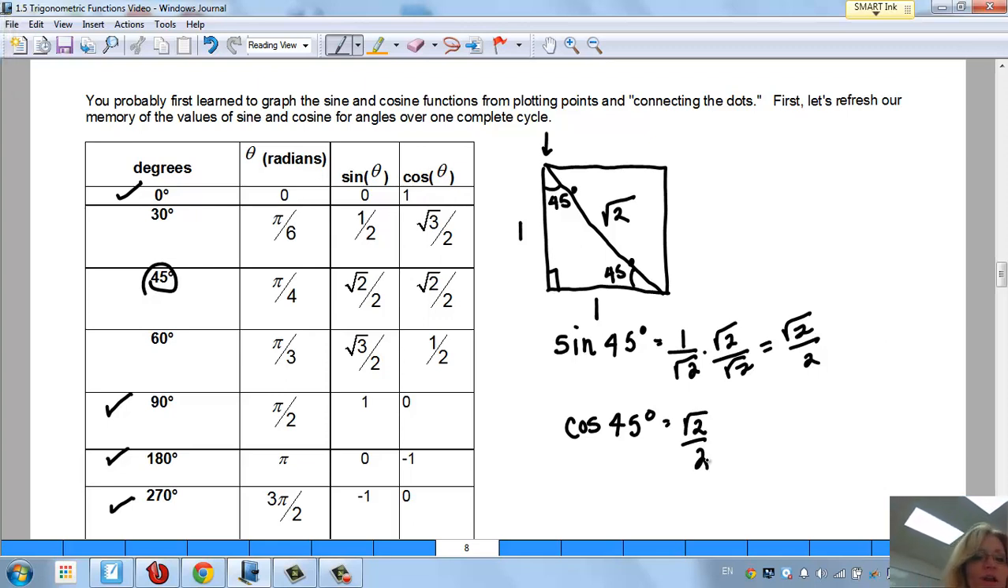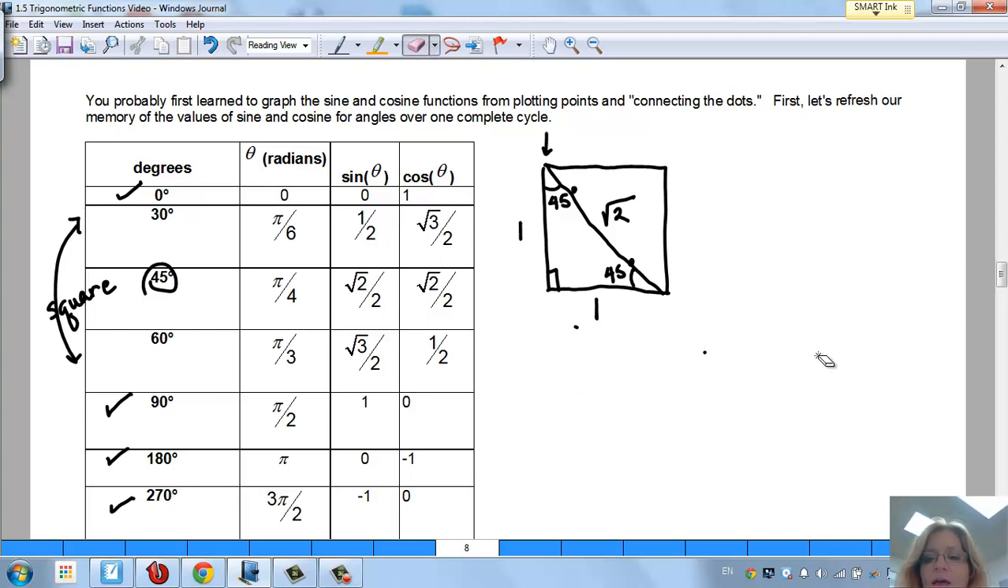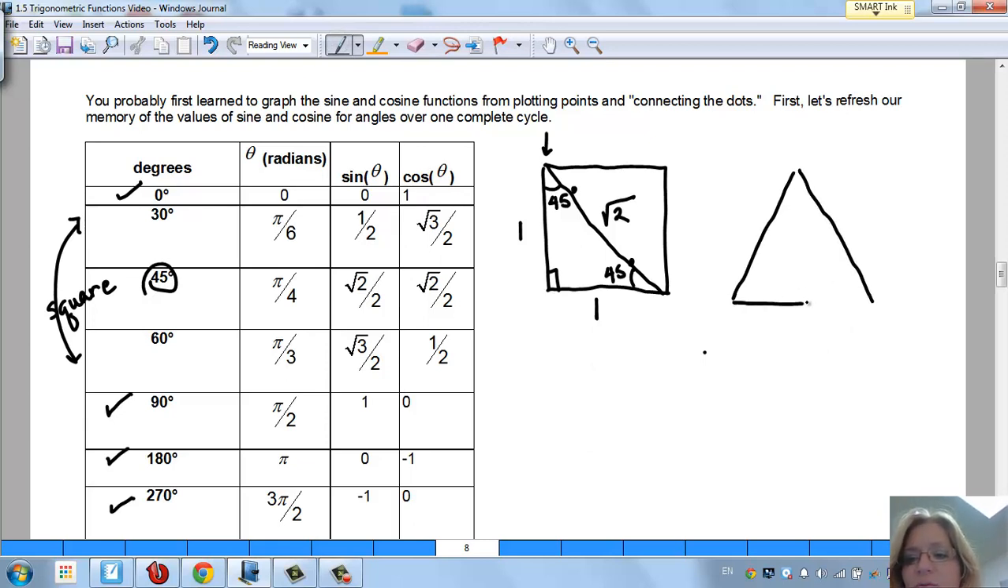Now, the 30 and 60 are on an equilateral triangle. So the 45 was based on a square and taking half of the square. These two are based on an equilateral triangle. So let me draw an equilateral triangle. I'm going to erase this so that we can see this while I'm doing it. And in fact, when I was in school, this is how I remembered all these. We didn't really do a table.